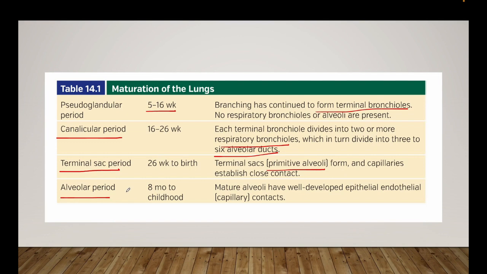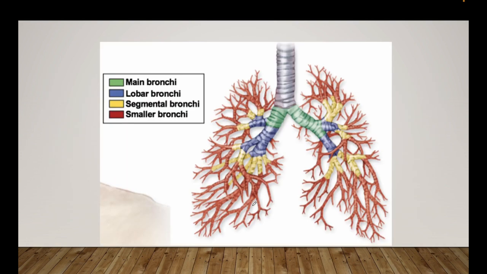In the end, we have the alveolar period. Subhanallah, it extends beyond birth. The primitive alveoli undergo many processes, including the development of septa, meaning an increase in the number of alveoli, an increase in the number of respiratory bronchioles, and so on. The capillaries increase, and at the end we have this beautiful tree.